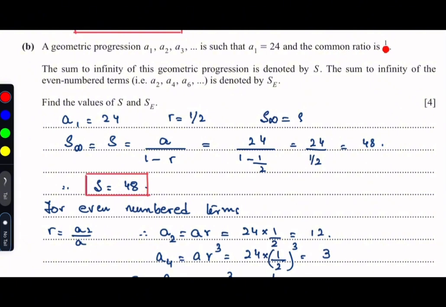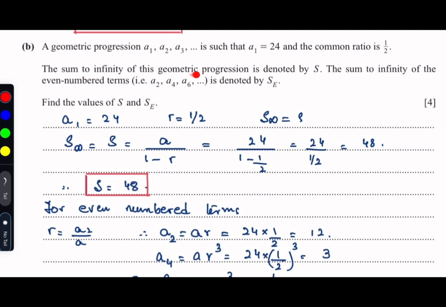So the common ratio is 1 by 2, and we should know that the common ratio is basically the ratio of two consecutive terms, so we can say r equals a2 by a1, or a3 by a2, or r should be equal to a4 by a3. This is how we find the common ratio r here. So a1 is 24, the common ratio is 1 by 2.